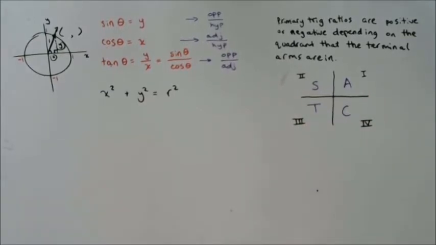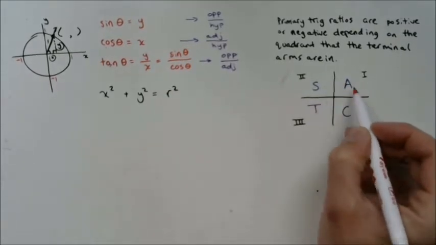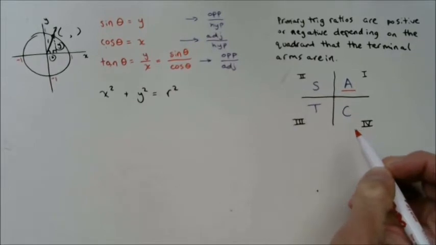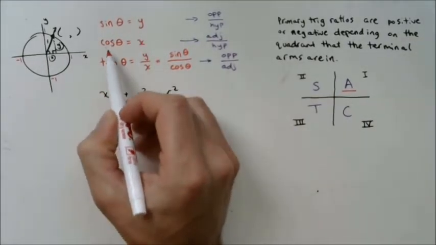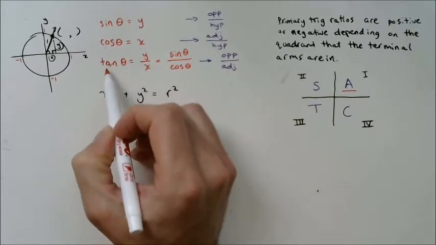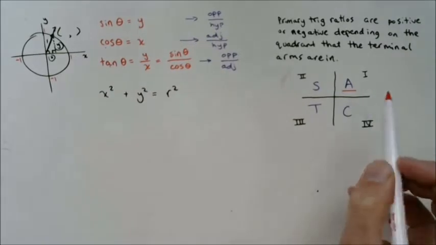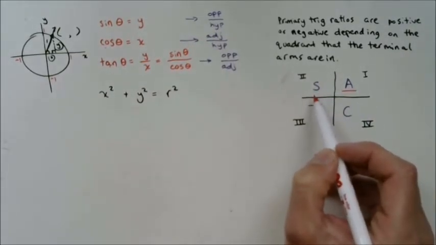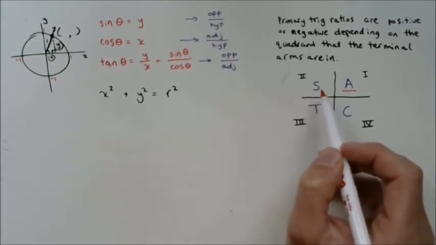And all that helps us to remember is that whenever we're working in quadrant 1, all of the primary trig ratios are positive. Sine of theta will be a positive value, cos of theta will be a positive value, and the tangent of theta will be a positive value because it's a positive over a positive. In quadrant 2, sine is positive, cosine and tangent are negative.